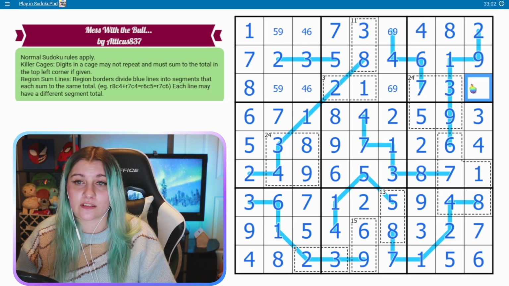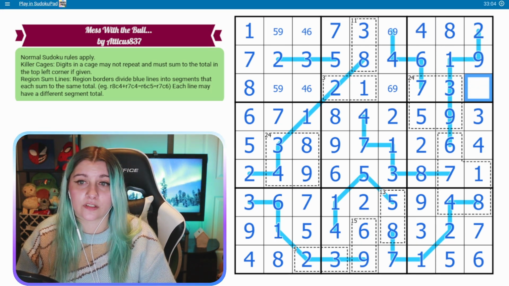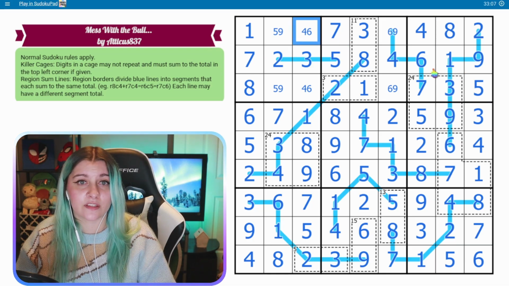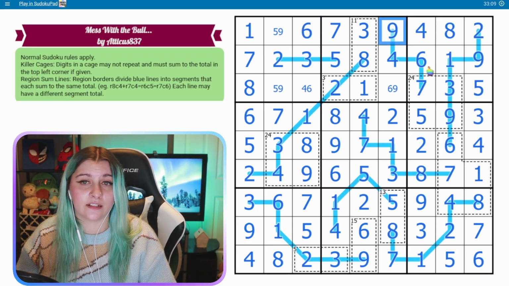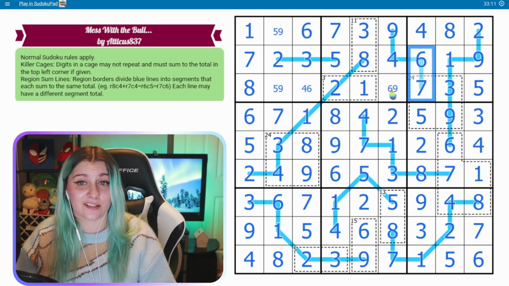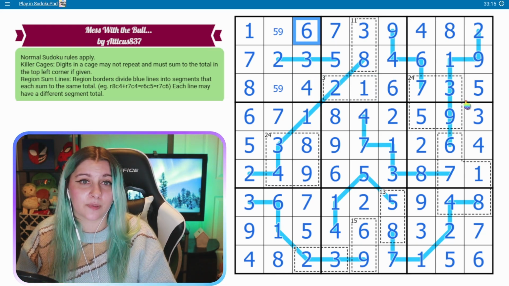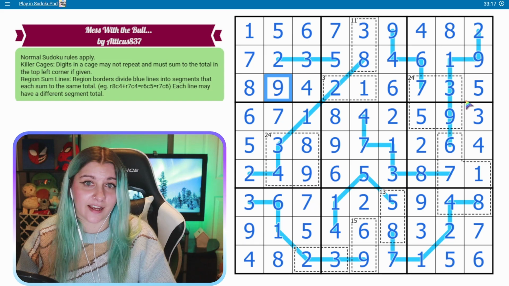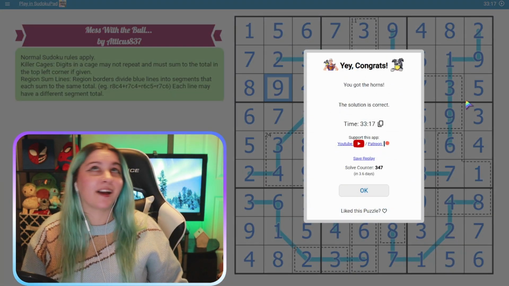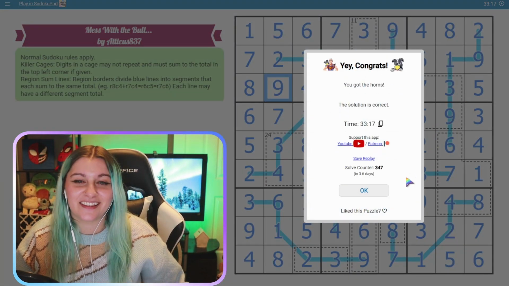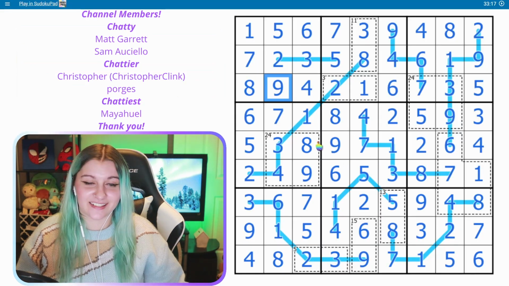I almost said as long as my pencil marks are incorrect, and they weren't. So this is a 5. This is a 4, this is a 6, so this is a 9, which is good because this is 13 and this is 13. So this is 6 and this is 4. I have a 9 up here, so this is a 5 and this is a 9. Very cool. You got the horns. The solution is correct. Very nice.